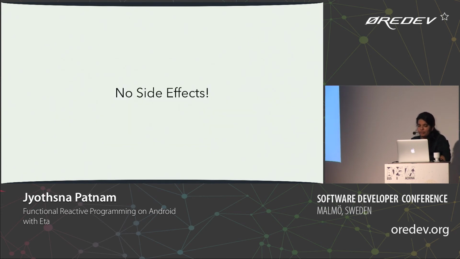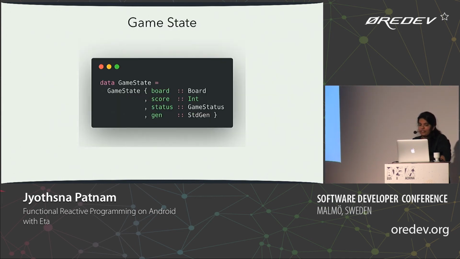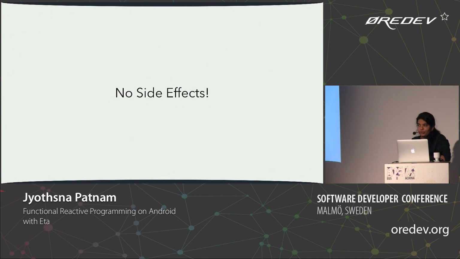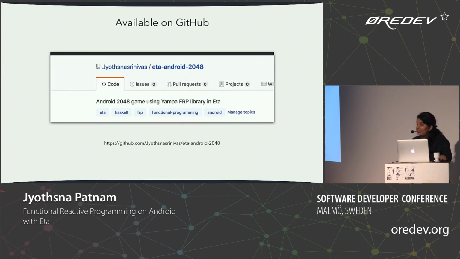So the interesting part about this entire implementation is that you could actually implement a game with just a handful of functions and with no side effects at all. So FRP gives you that power. So you do not have to worry much about the underlying implementation, which the other libraries don't give you. So here is the link to the game itself. You can look into this later.